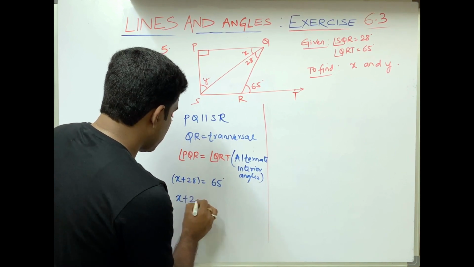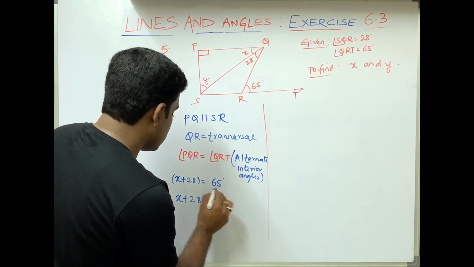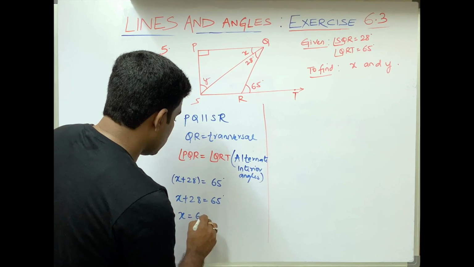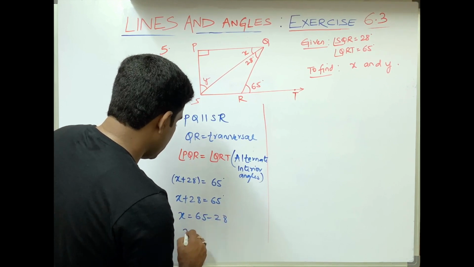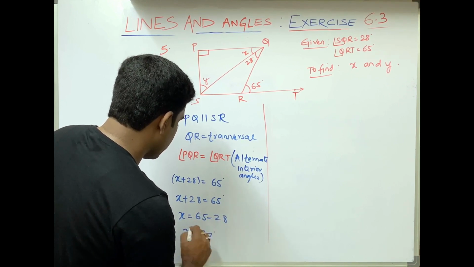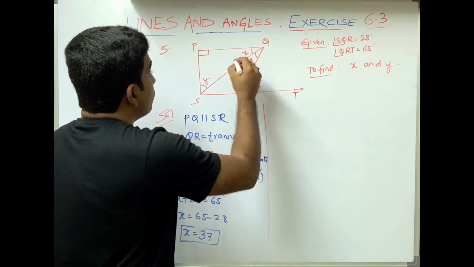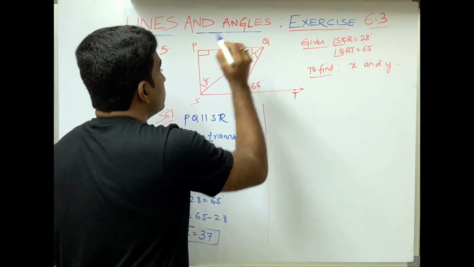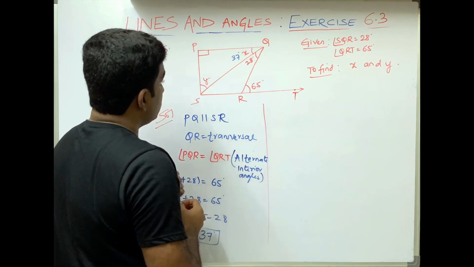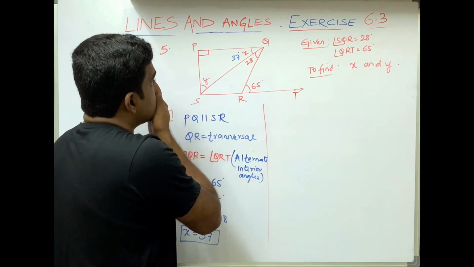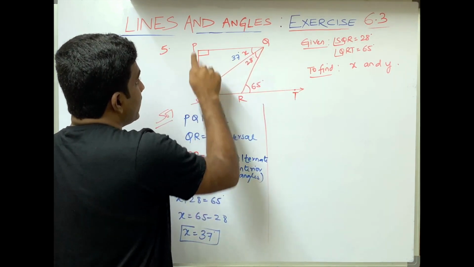That means x plus 28 degrees equal to 65 degrees. x equal to 65 minus 28, then x equal to 37 degrees. Clear? We got x as 37 degrees. See, now we have to find y. That means we have to consider triangle SPQ.